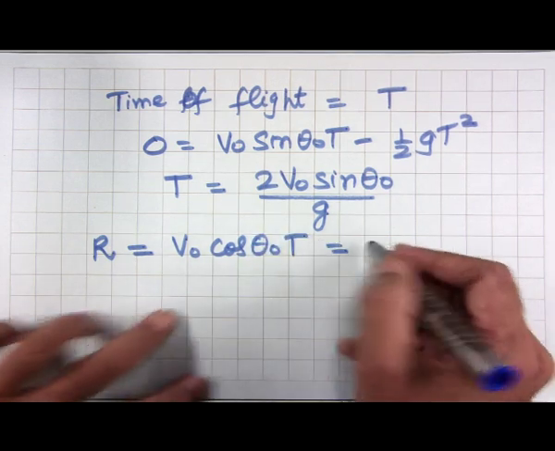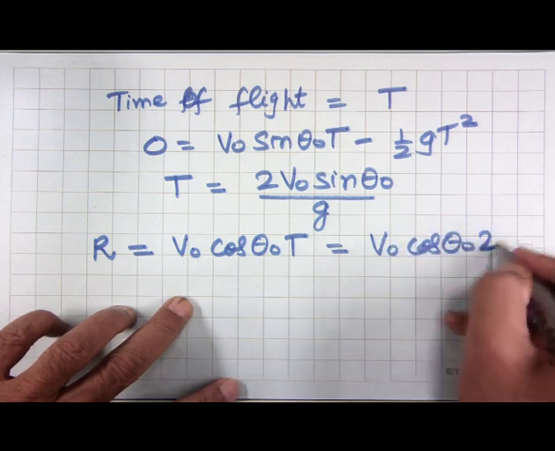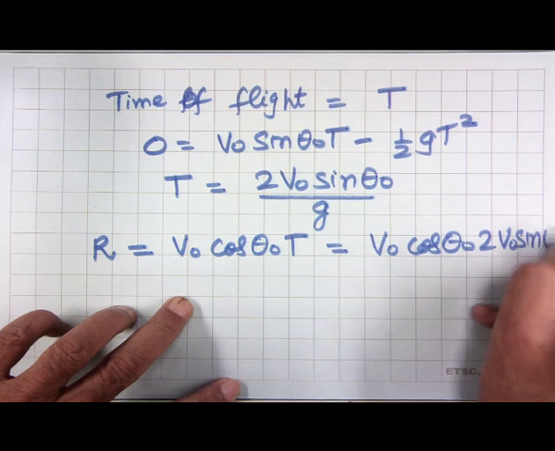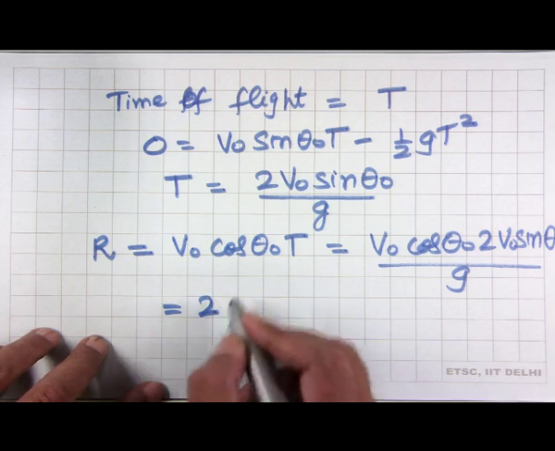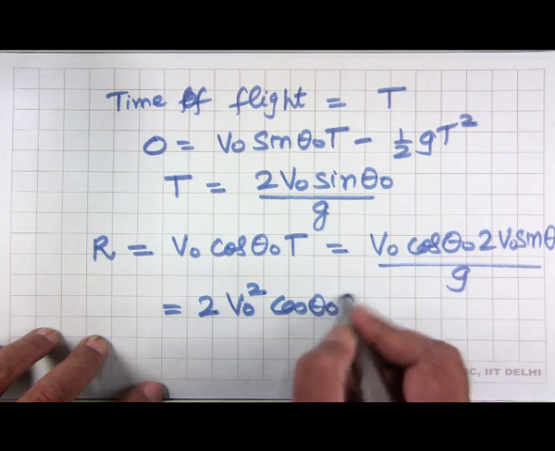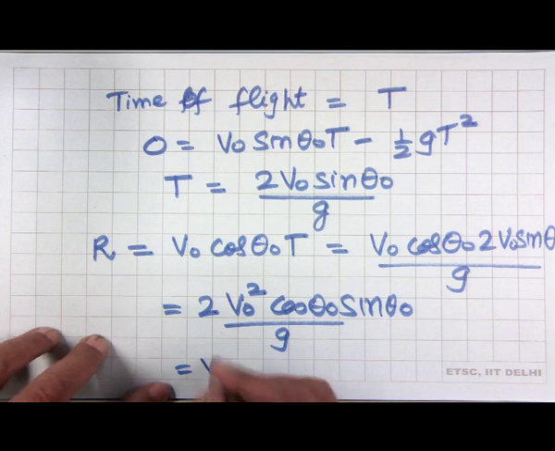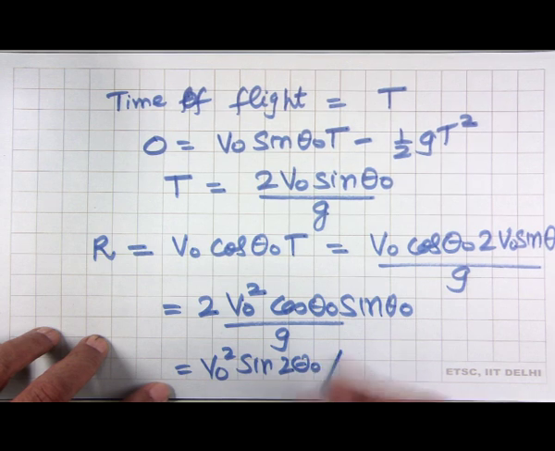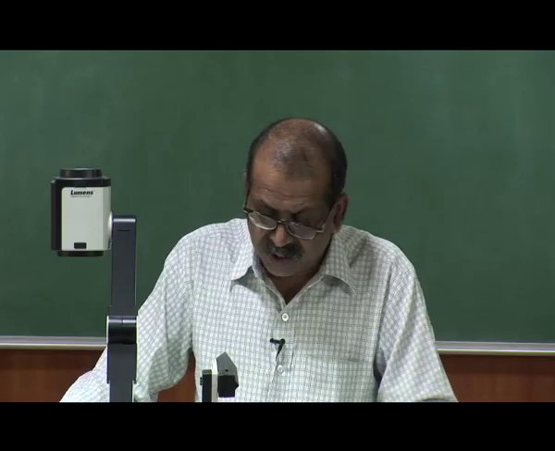So, this becomes equal to V0 cos theta 0 into 2 V0 sin theta 0 upon g, and this we can write as 2 V0 square cos theta 0 sin theta 0 upon g, and this can also be simplified upon g. So, these are some of the things which we can get.